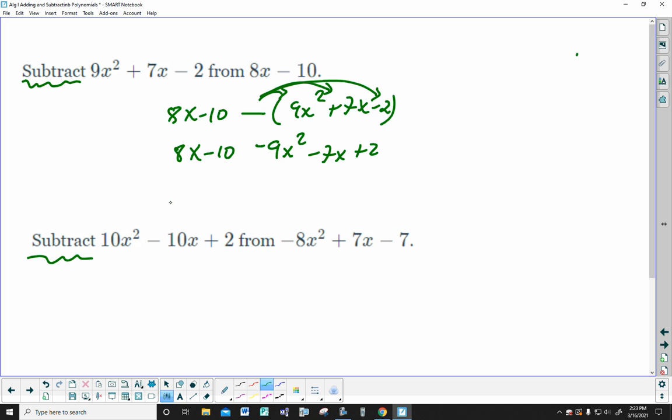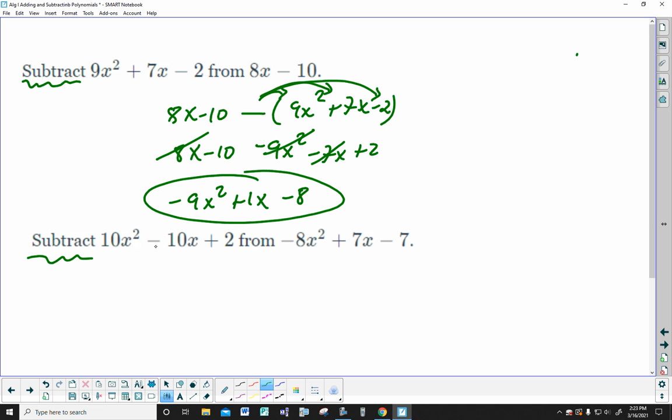There's no other x squareds, so that's taken care of. 8x minus 7x is plus 1x. These are taken care of. Minus 10 plus 2 is minus 8. Done. Okay? This thing is being subtracted from that thing. So this one comes first. Minus, with a parenthesis, this piece. 10x squared minus 10x plus 2.